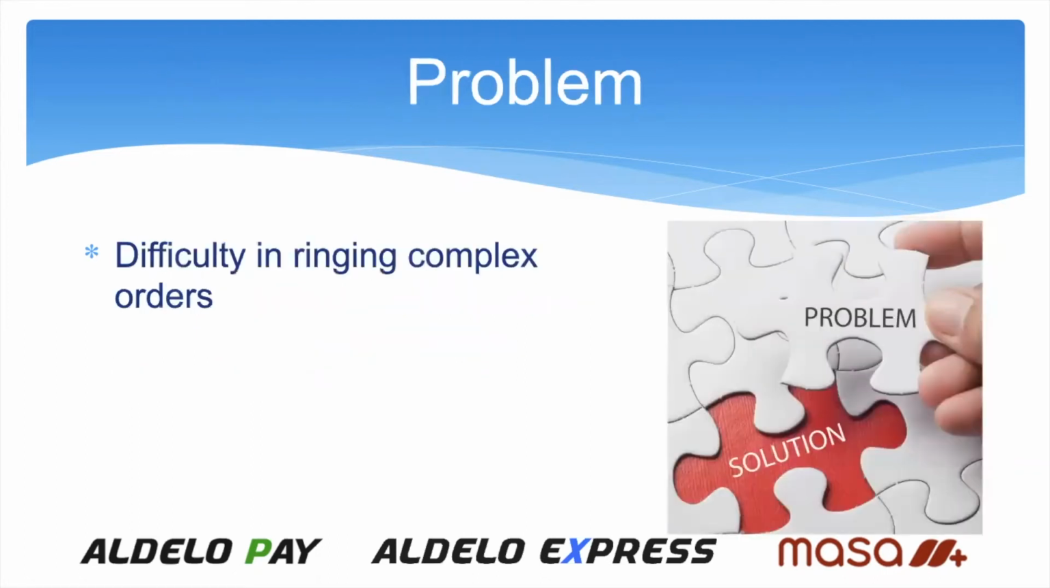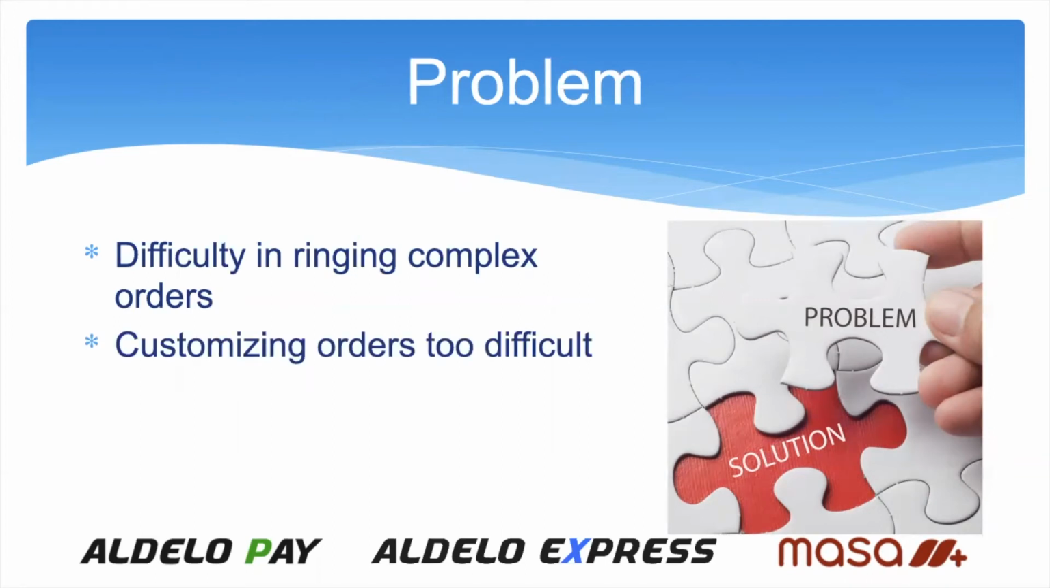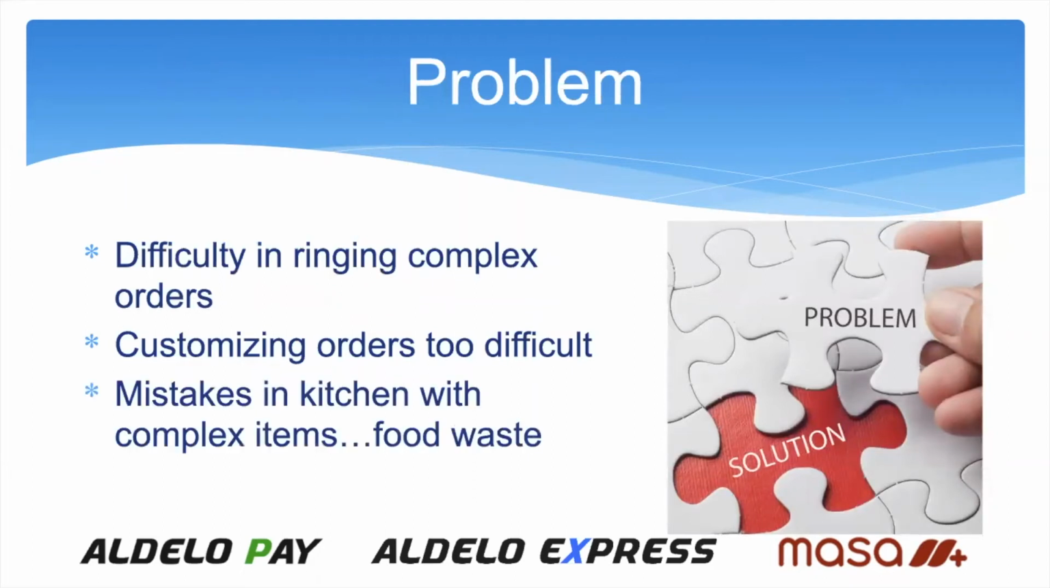Next up, next problem is difficulty in ringing complex orders. A complex order might mean it's customizable. It's just too difficult to do. Or maybe there are mistakes in the kitchen based upon these complex orders. The kitchen's not able to properly produce the item based upon the way the item is rung up. So maybe it's a difficult item to ring up. It's also very difficult for the kitchen to produce. Let's take a look at how you can solve that.